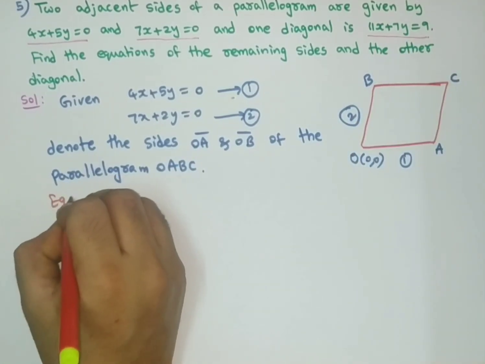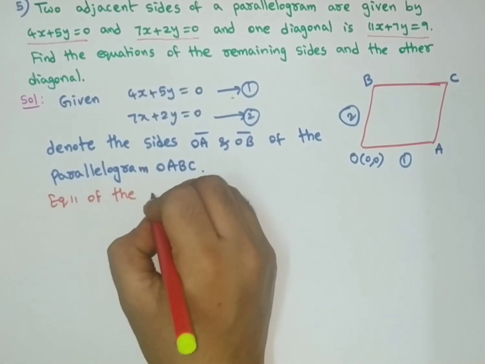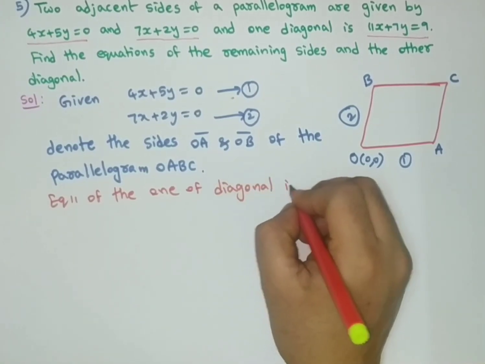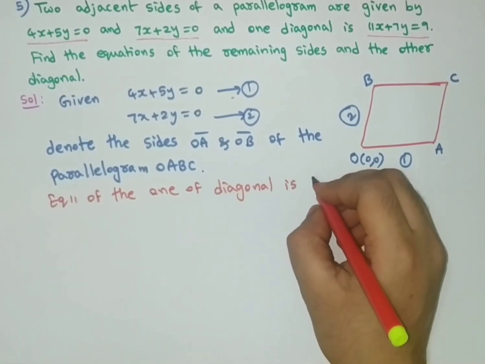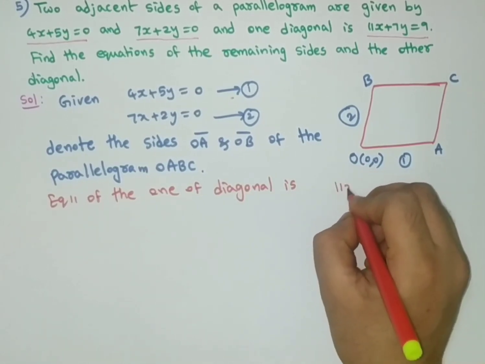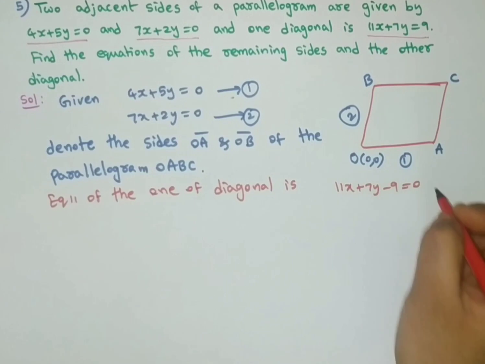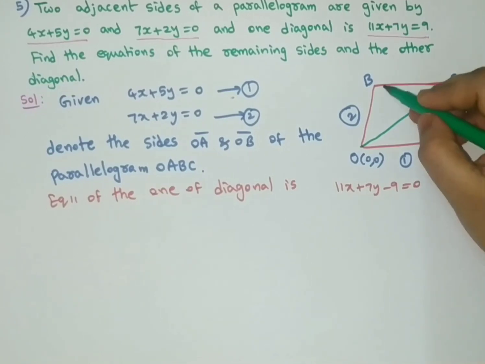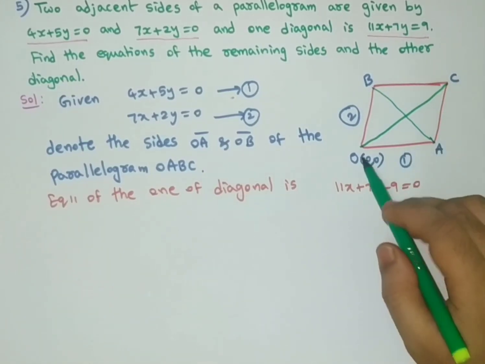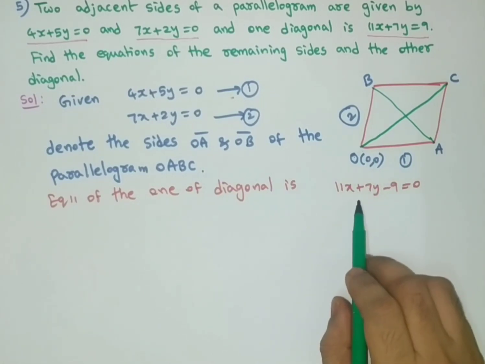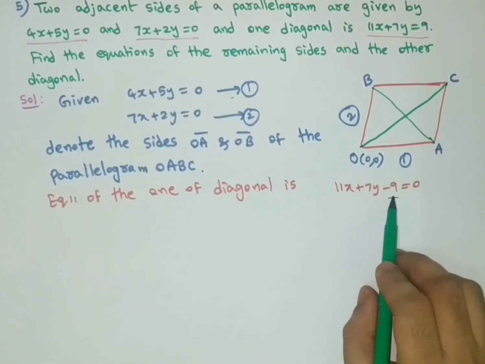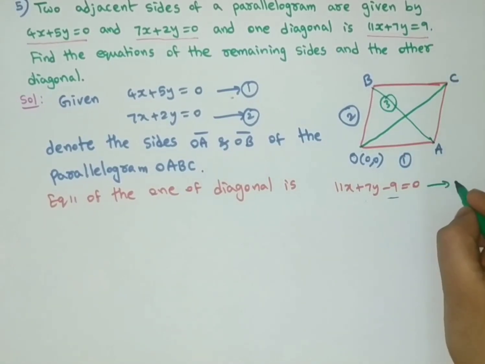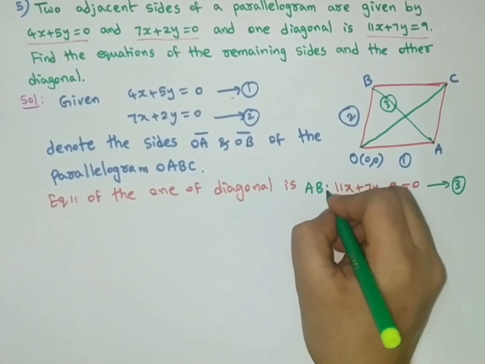Equation of one of the diagonals is 11x plus 7y minus 9 is equal to 0. Is the given diagonal OC or AB? How to identify? If it is OC, it should pass through the origin. But this equation contains a constant. So clearly the given diagonal is AB. That means this is equation 3. So this is the diagonal he has given, AB.